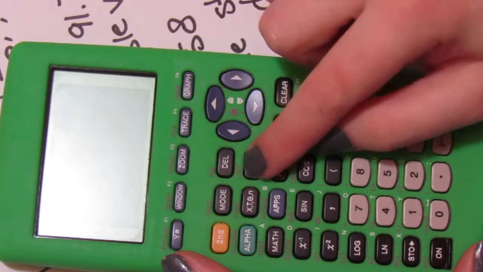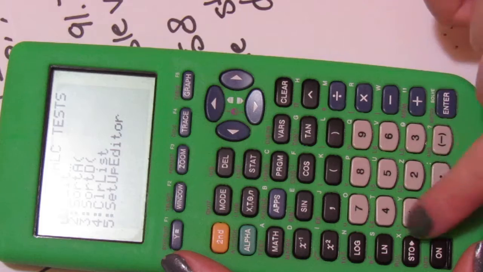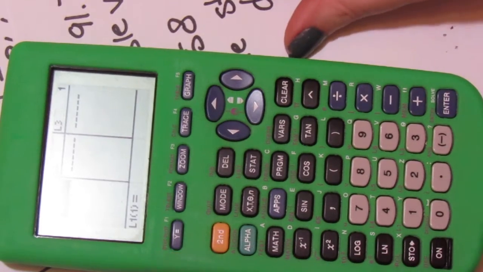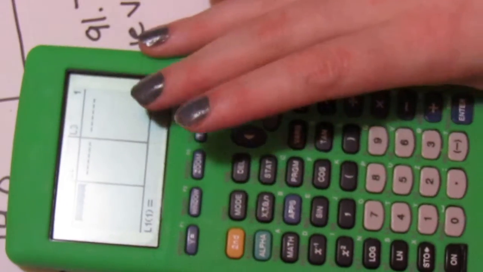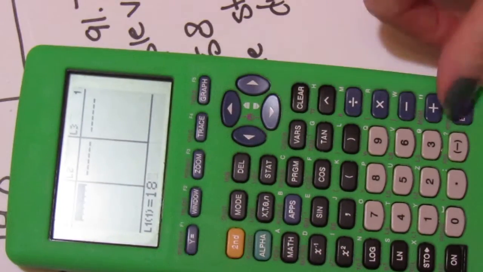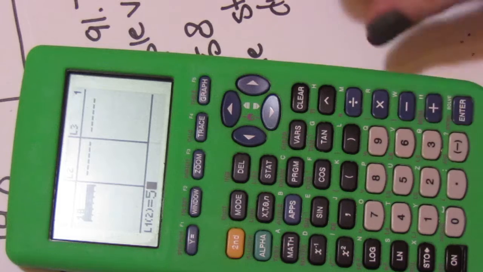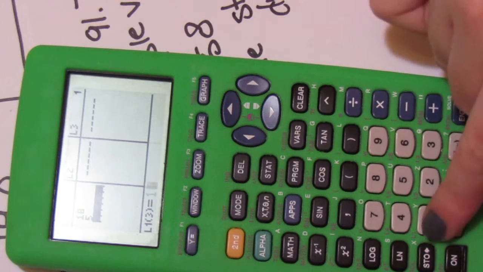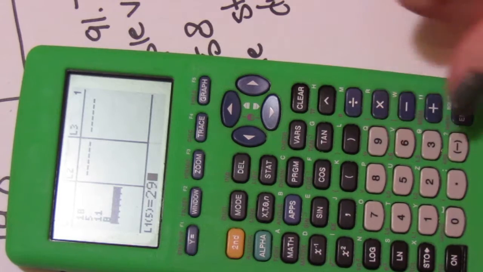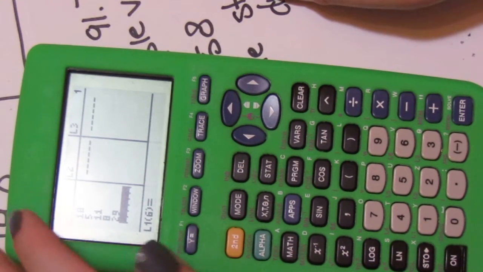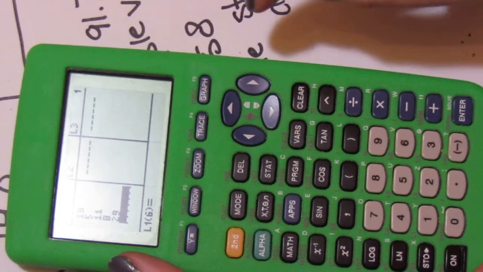So again, you go back to stat. You want to hit 1 for edit. And you want to put these numbers in, these numbers that we just had. So we're going to do 18, enter, 5, enter, 11, 8, and 29. Okay, see if I remember how to do this now.